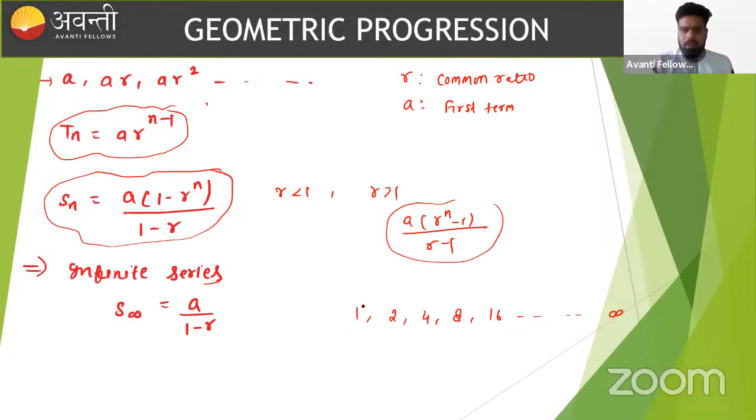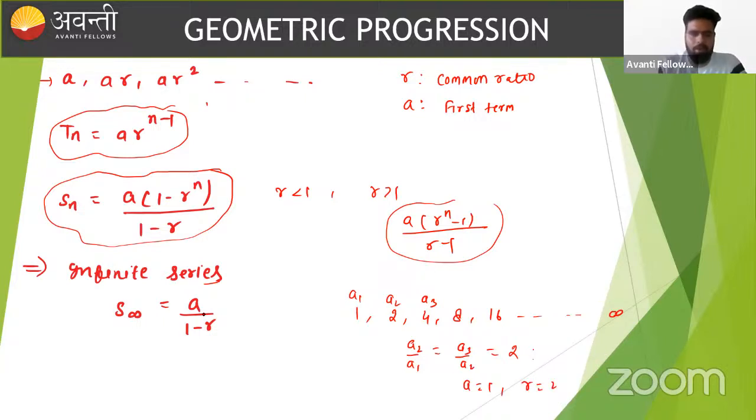If we see the terms, this is the first term A1, this is the second term A2, this is the third term. If we find the common ratio, A2 upon A1 equals A3 upon A2 and so on, and this value is nothing but 2. So this has a constant common ratio, and we can say this is a geometric progression. Here the first term is 1 and the common ratio is 2.